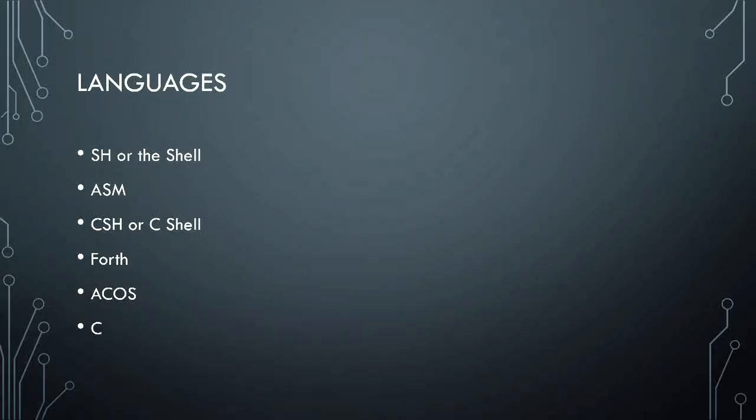There are 6 languages available or in development as part of A2osX. They are the shell, or SH, an assembler, or ASM, a C shell, CSH, Forth, A2osX BASIC, a language used to create BBSs like GBBS, and a C compiler.